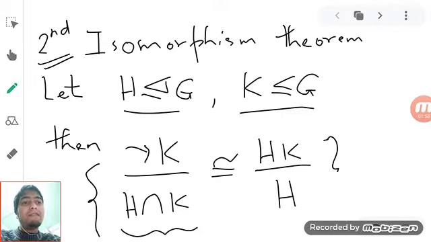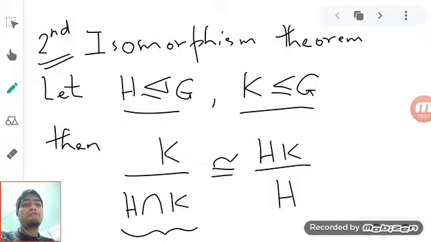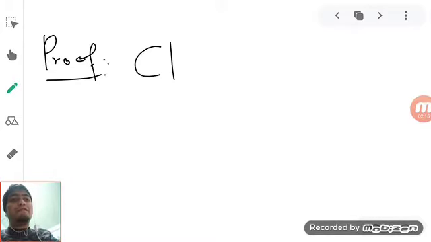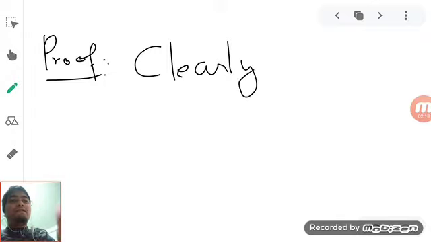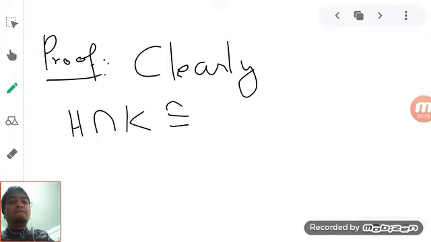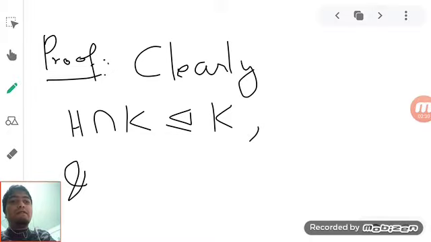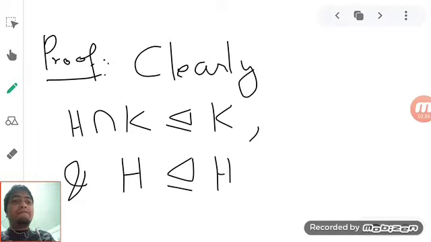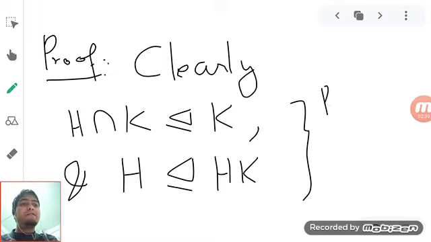Similarly, we have done in the exercises that H will be a normal subgroup of HK. You can refer to the exercises for why we are able to form these quotient groups. So over here, in the proof I will write: clearly, H intersection K is a normal subgroup of K, and H is a normal subgroup of HK. You can refer to the exercises.